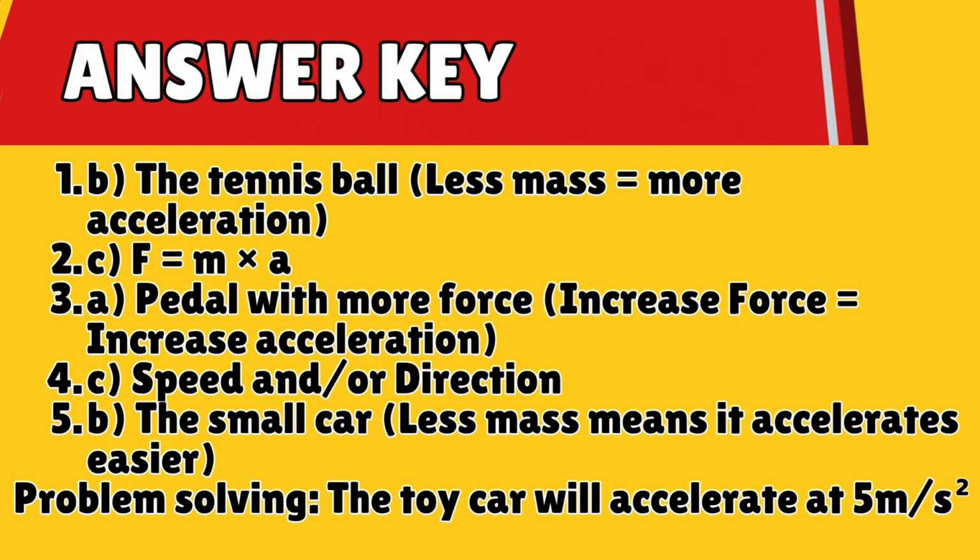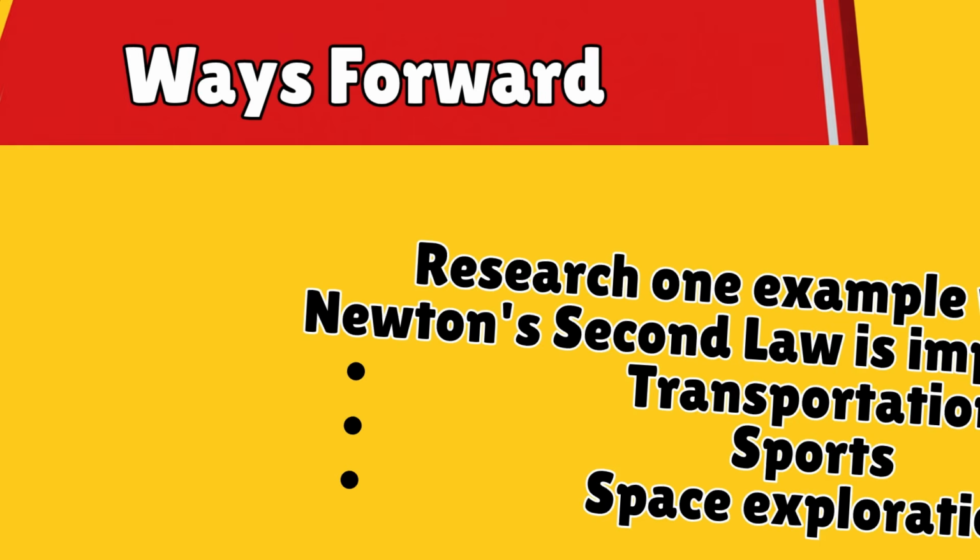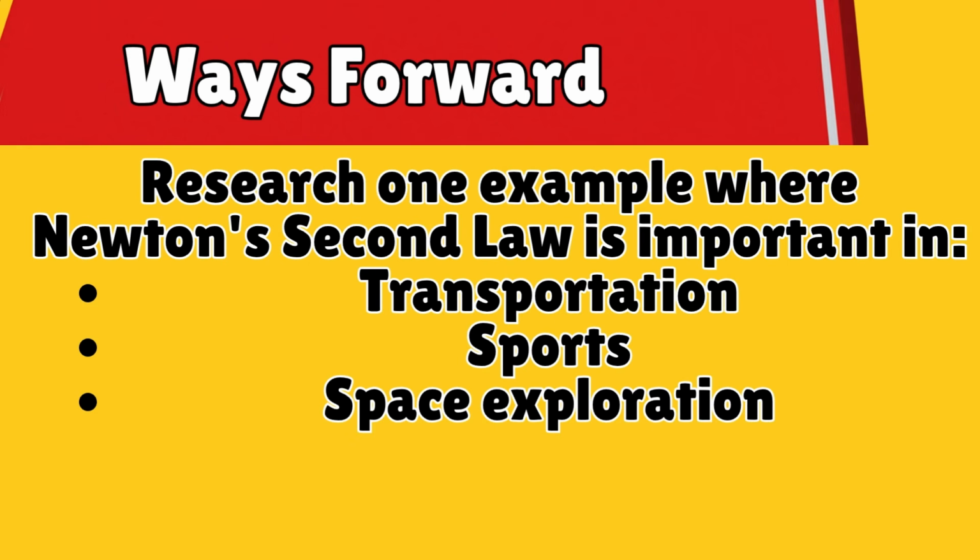Number 5, the correct answer is B, the small car. Less mass means it accelerates easier. And for the problem solving, the toy car will accelerate at 5 meters per square second. And for your race forward, research one example where Newton's second law is important in transportation, sports, and space exploration.